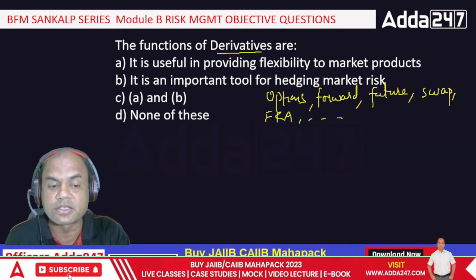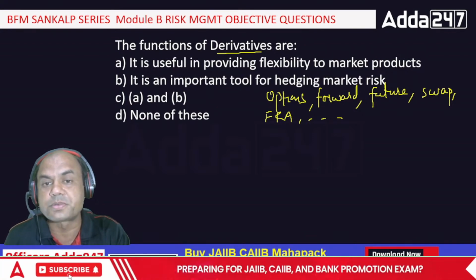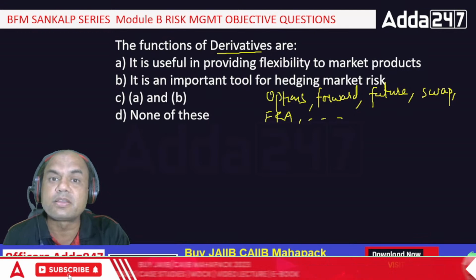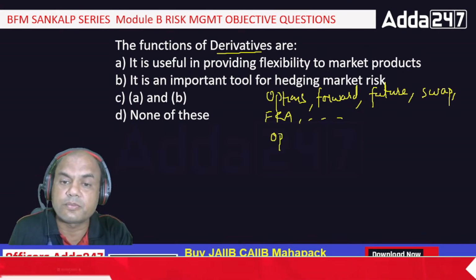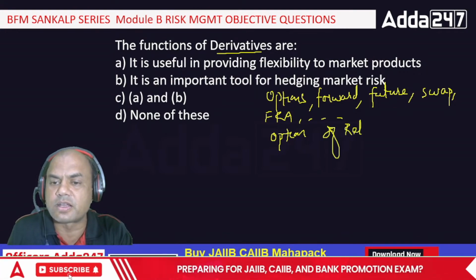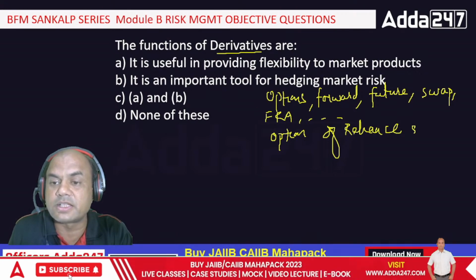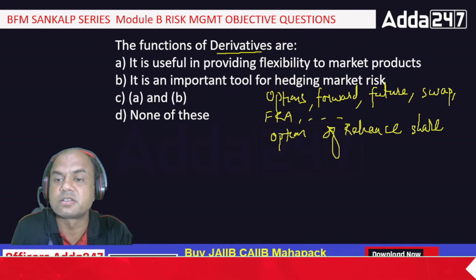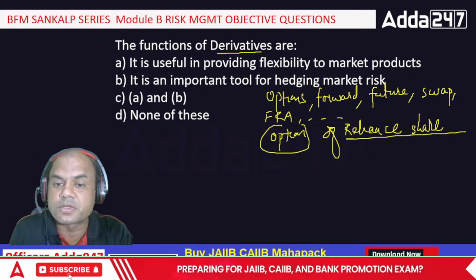What do you mean by this? Suppose I say derivative of Reliance, or option of Reliance. It means the Reliance share should be existing. Option of Reliance means the Reliance share must first exist. There should be existence of this Reliance share, only then the option can exist.